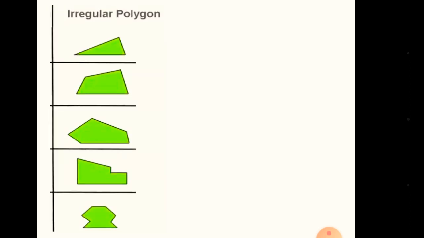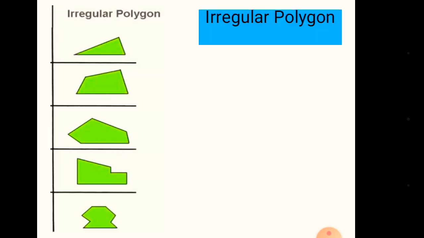Now moving ahead to irregular polygon. Irregular polygon is just the opposite of regular polygon. In regular polygon, sides and angles both were equal. Here sides and angles are unequal. So let us go through irregular polygons.